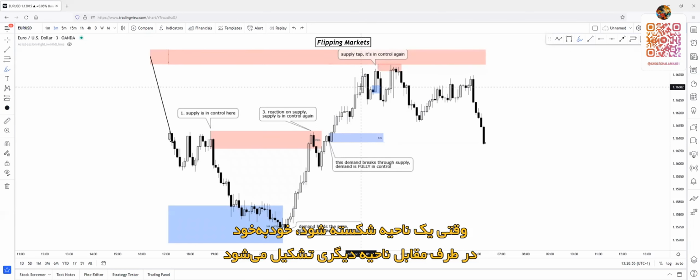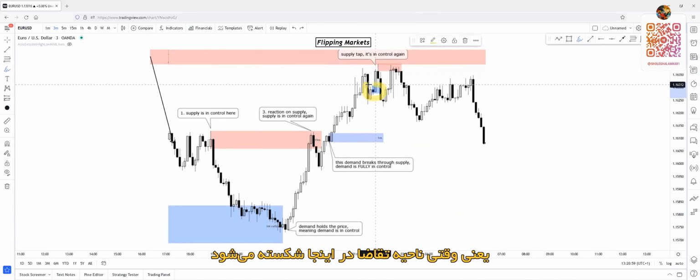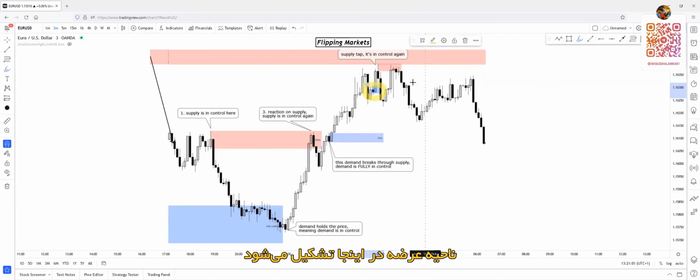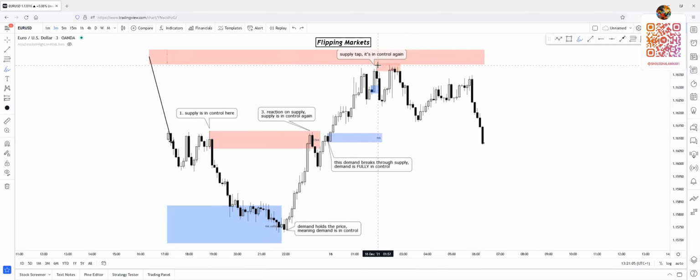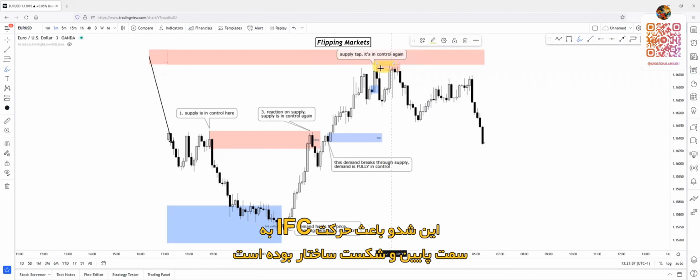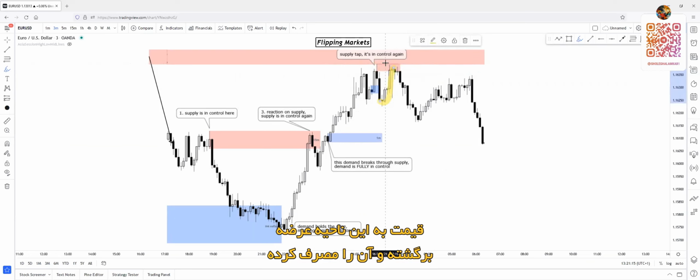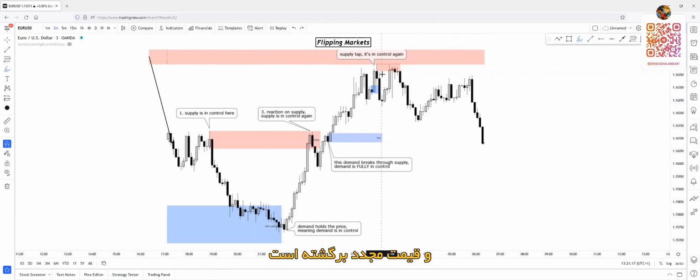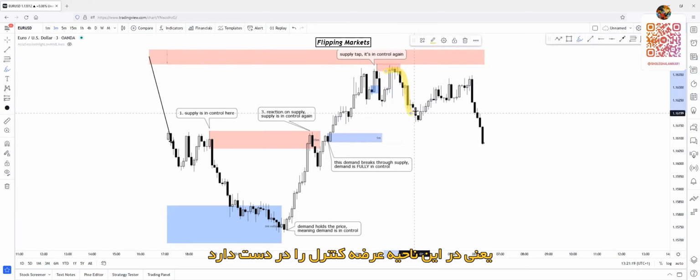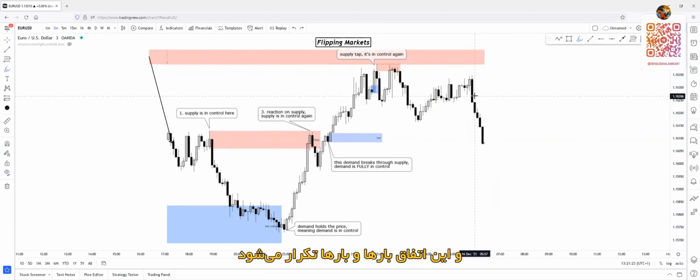If a zone breaks, then an opposite side zone will be automatically created. So if a demand zone breaks, which is here, a supply zone will be created, which is here. Sorry, this wick started the inefficient movement to the downside and the break of structure. So this means this wick will be our right supply zone. As you can see, price came back up to this supply zone, mitigated this supply zone, and reversed the price again. So this means supply is in control in this region. And this goes on and on again.